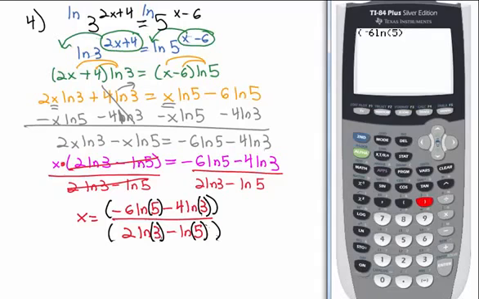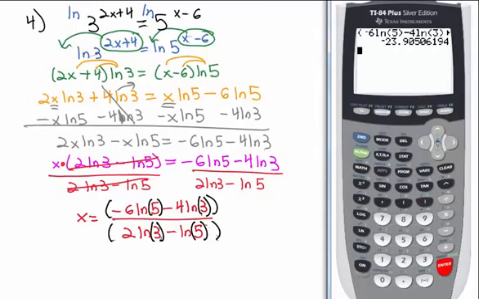Close the parenthesis on the natural log. Minus 4 natural log of 3. Close the parenthesis for the log. Close the parenthesis for the numerator. Divide. Open parenthesis for the denominator. 2 natural log of 3. Close the log. Minus the natural log of 5. Close the log. Close the denominator.